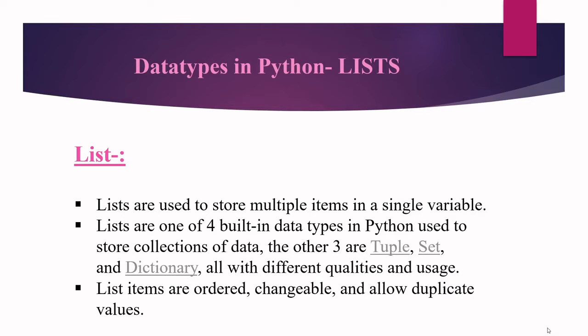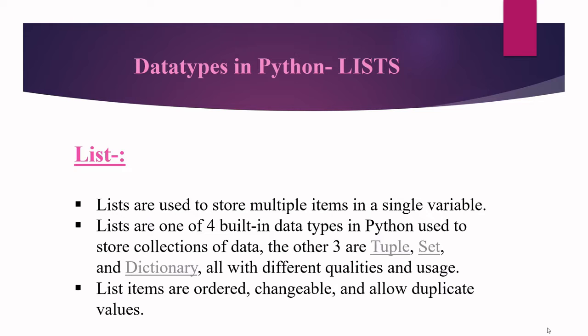Ashmita here. In this video, we are going to discuss the next data type in Python, that is list. Lists are used to store multiple items in a single variable. Lists are one of the four built-in data types in Python used to store collections of data, and the other three are tuple, set and dictionary, which we will be discussing in further videos.